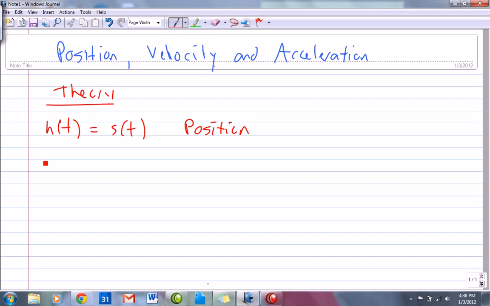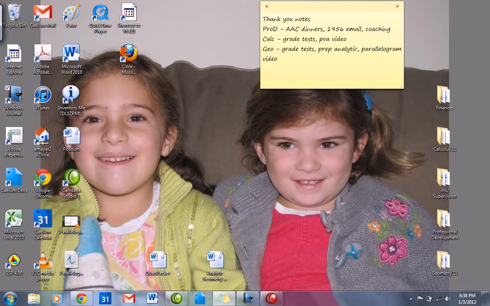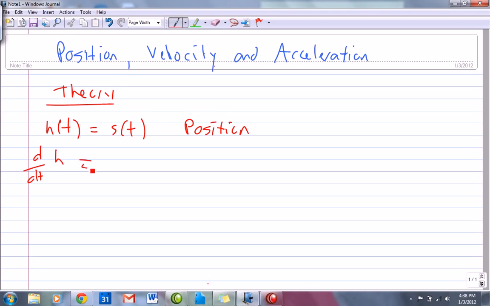If we take the derivative of that with respect to time, and we'll differentiate the height function with respect to time, we get the change of height with respect to the change in time, and that has meaning. We call that the velocity.